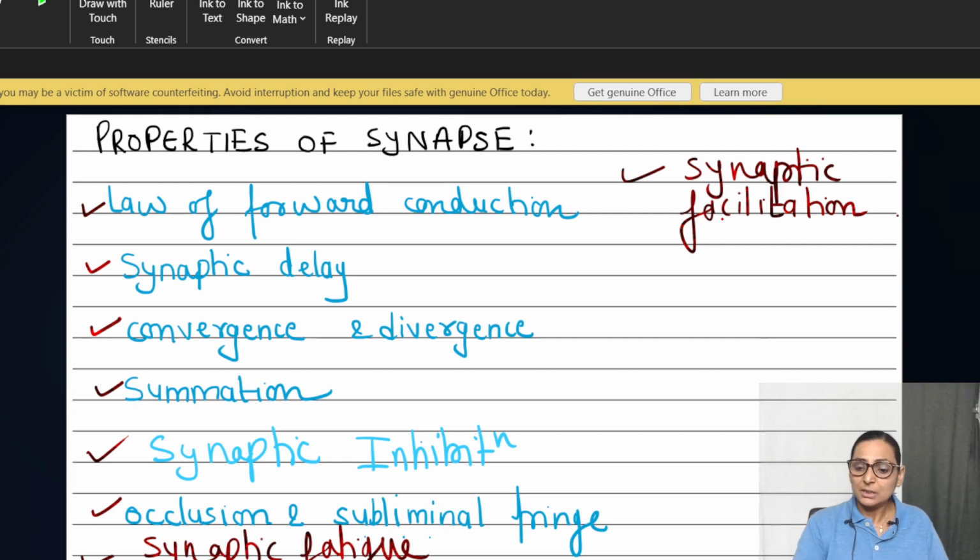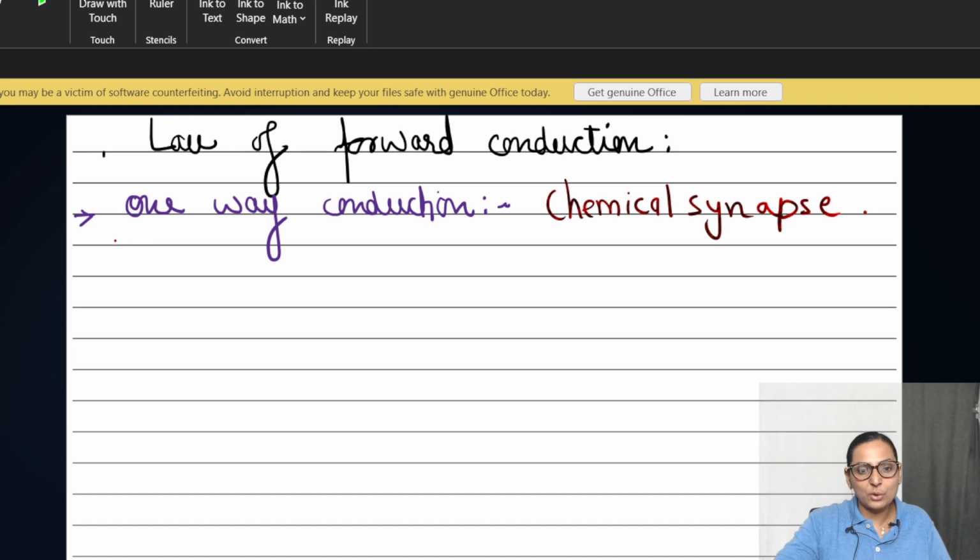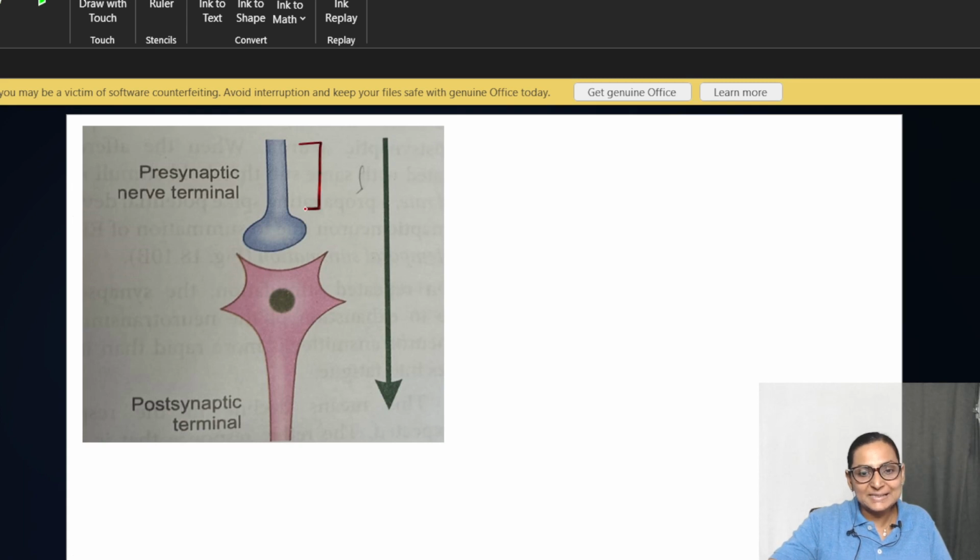Right? So let's begin with the first property, that is law of forward conduction, that is one-way conduction. You know that the chemical synapse will always follow one-way conduction. That means the conduction will always be from the presynaptic terminal to the postsynaptic terminal. So what is one-way conduction? That the information is always going to pass from the presynaptic terminal to the postsynaptic terminal.